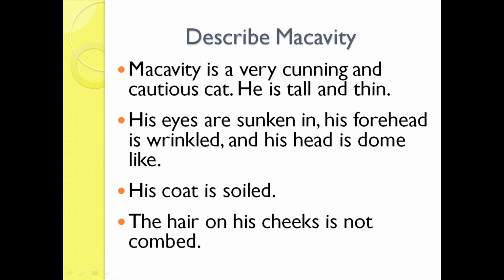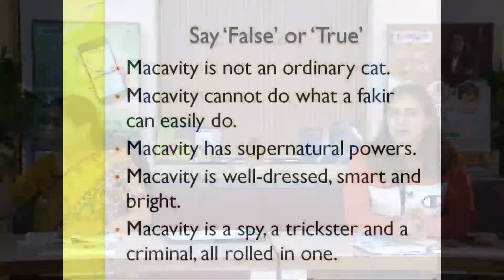Now, my next question is, how do you describe Macavity from the poem? He's ginger colored, that means brown, thin, very clever, tall, and he's unkempt. His eyes are sunken. So write down the points related to Macavity. The moment you write them down, that will help you describe the poem. Let's move on to the next.